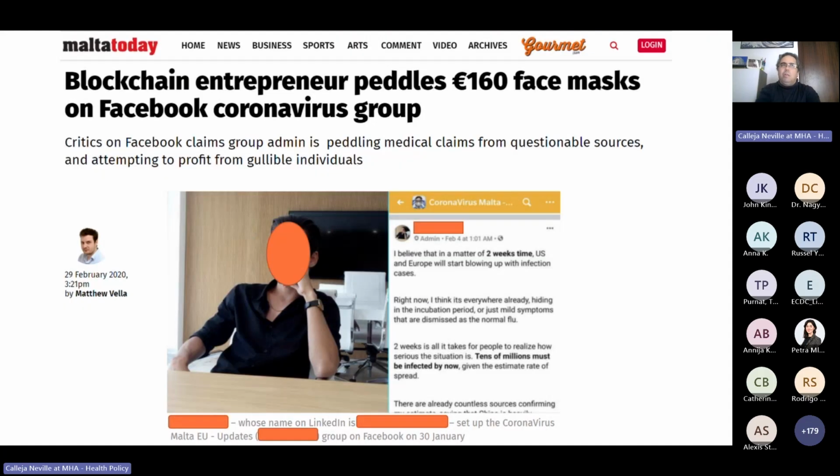And the same page started advertising masks and sanitizer at obscene prices. And actually, when we started engaging with some of the more scary fringe items that were being shared on this page, we were actually being blocked. And then it transpired that it was actually an unscrupulous young man who was trying to obviously fleece people and take advantage of the situation.